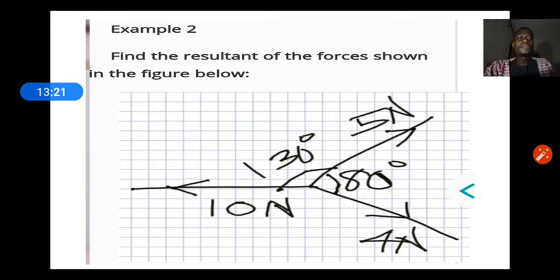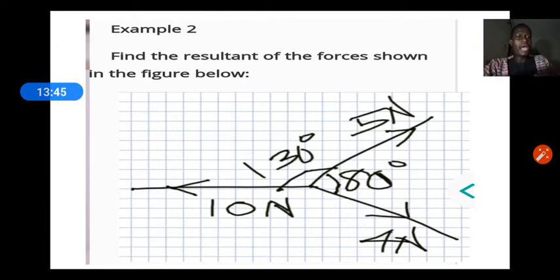Find the resultant of the forces shown in the figure below. We want to find the resultant of the forces shown in the figure below. This is the figure that we have. Okay, let's see how this particular solution goes.